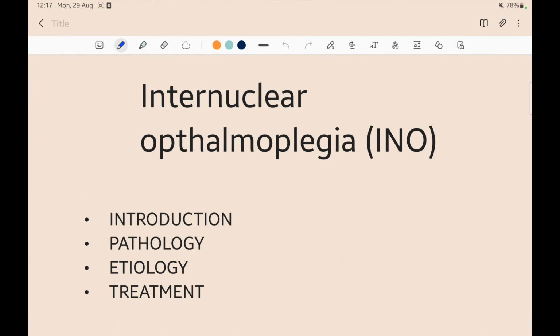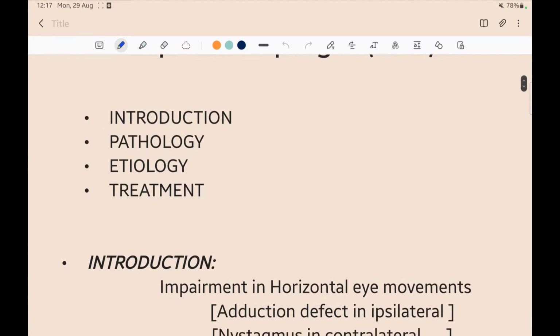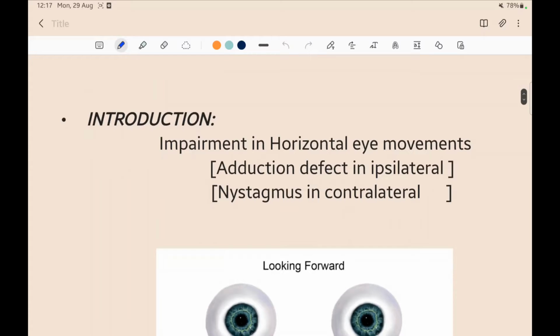Today we will learn about internuclear ophthalmoplegia. It is shortly called INO. We will learn in the following headings: introduction, then pathology, then etiology, then treatment. Now we will start with the introduction.